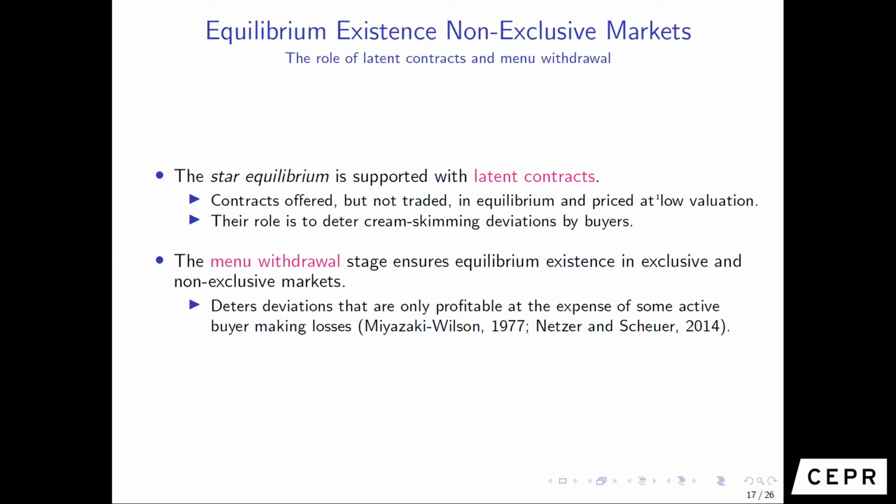And then we introduce this stage two, which is also very important. This ensures the equilibrium existence both in exclusive and non-exclusive markets, okay? This is not something we came up with. This is known, this is Miyazaki-Wilson in a game theoretic setting, but they realized that if buyers are willing to, in some sense, withdraw contracts that they find non-profitable, then you can support equilibria in screening games. And what this does is deter deviations that are only profitable at the expense of active buyers making losses, okay? So sometimes in these settings, you might find deviations that are only profitable if you attract one type and another type doesn't mimic because he prefers to keep getting a subsidy from buyers. But this means that these are markets where buyers are making losses in expectation, but they cannot do anything about it. So here we're just allowing buyers to withdraw menus, at least in one stage. Okay, this is also formalized in a game theoretic setting in the Netzer and Scheuer paper.